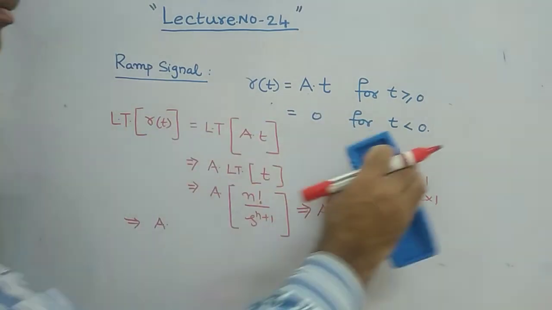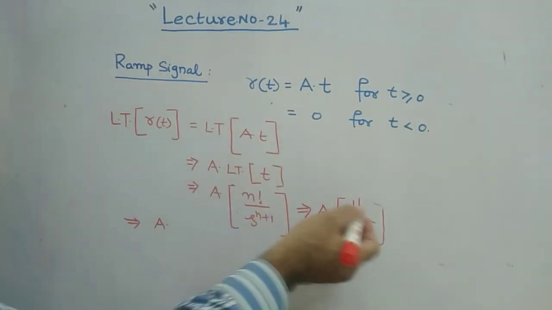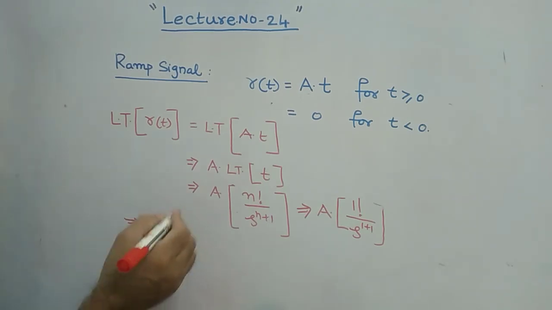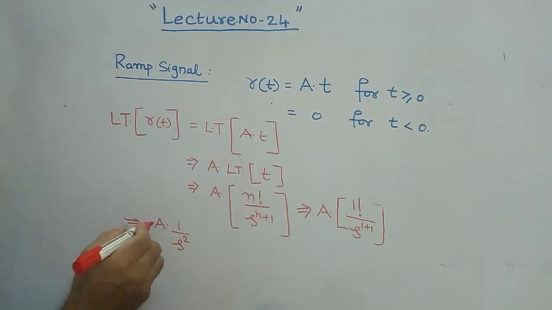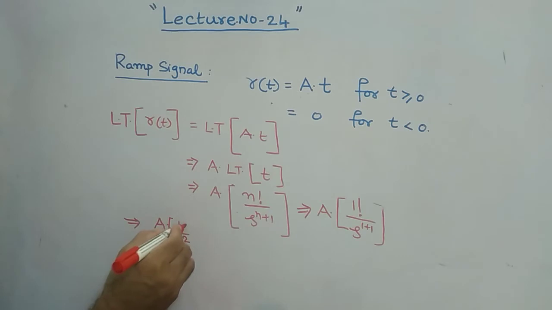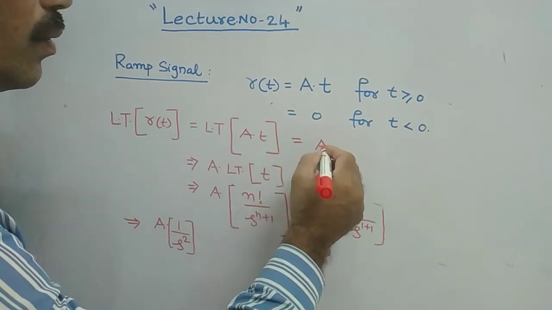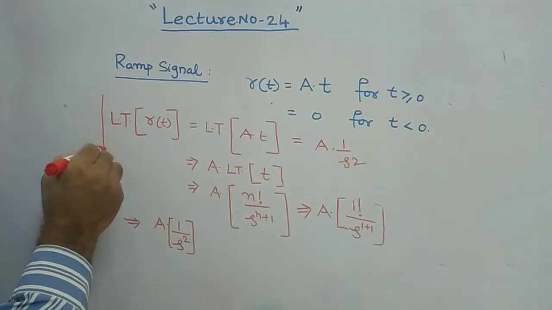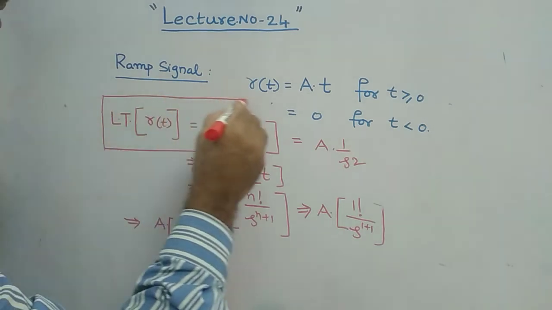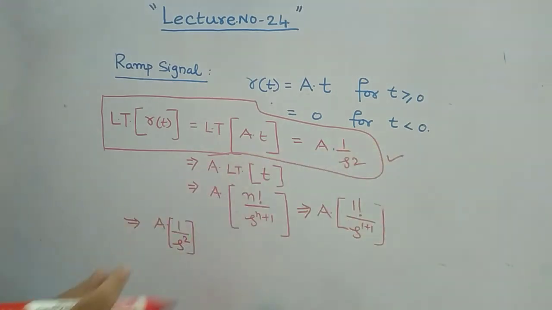Therefore, here a into 1 factorial is nothing but 1 only, 1 by s power 1 plus 1, that is 1 by s square. That is your answer. Therefore, the Laplace transformation of r of t is equal to a into 1 by s square. That is your answer. Basically, Laplace transformation of r of t is equal to a by s square.